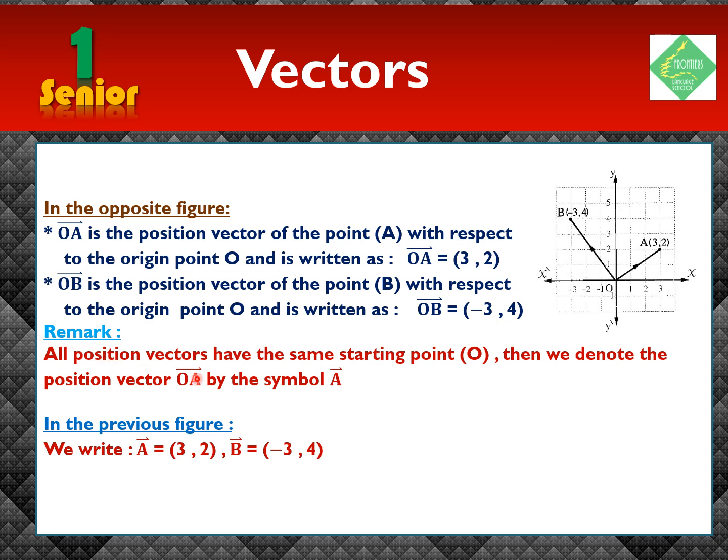All position vectors have the same starting point. يعني ايه position vector؟ يعني بيبدأ من الأوريجين. Denoted by the position vector OA or by the symbol A only. In the same way, we can express P equals negative 3 and 4 also.